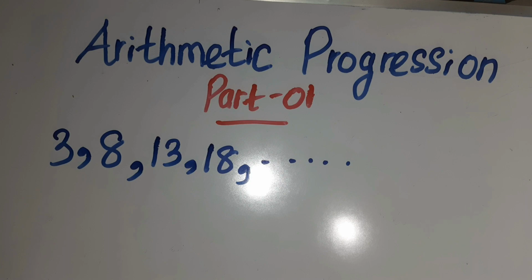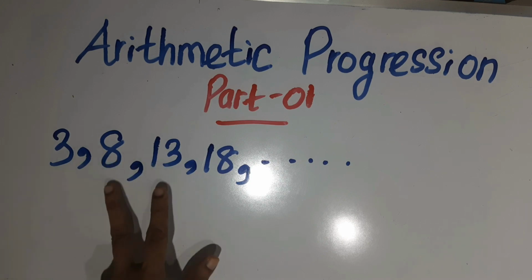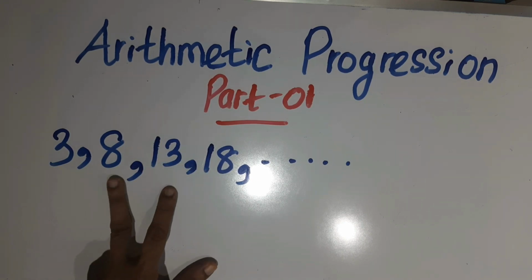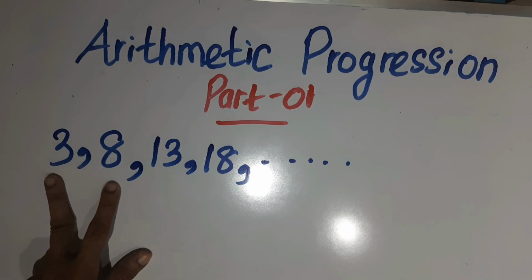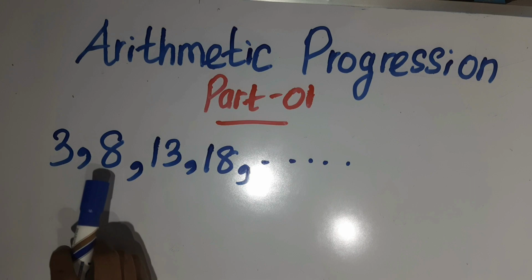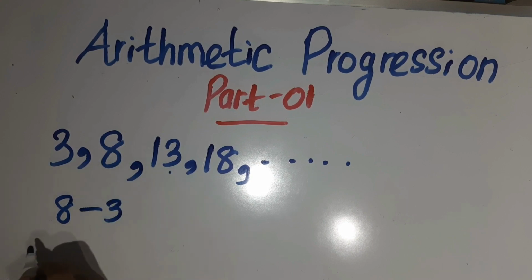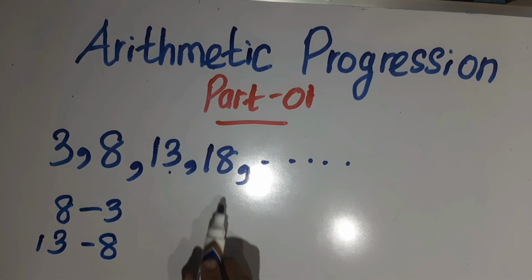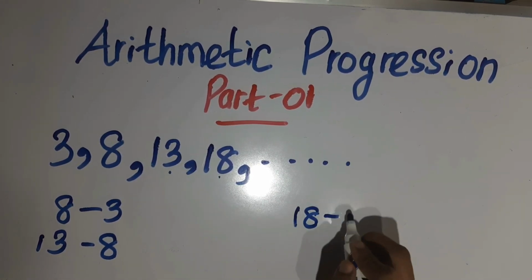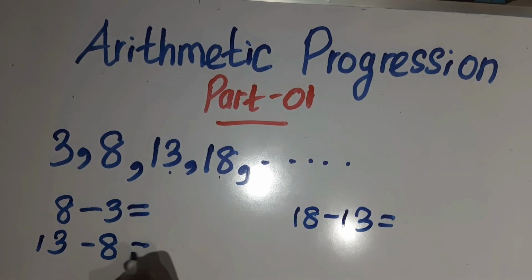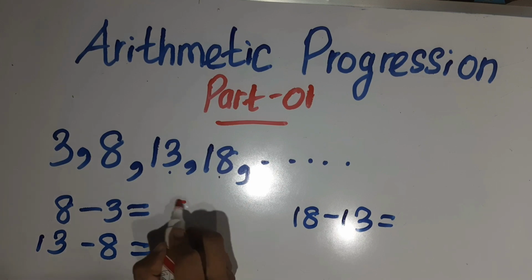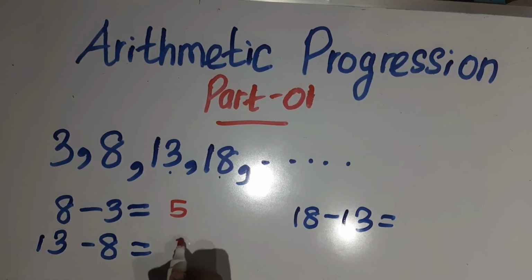There is a special feature for this sequence. Consider two consecutive terms. Let's take 8 and 13, or 3 and 8. I subtract the first term from the second term. That means 8 minus 3, or 13 minus 8, or 18 minus 13. So what will be the answer? The answer will be 5. 8 minus 3 is 5, 13 minus 8 is 5, 18 minus 13 is 5. It is a constant value.